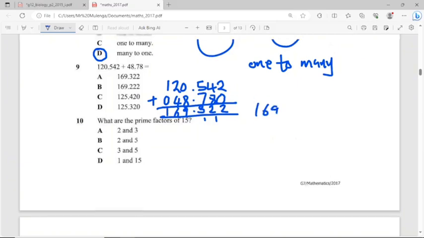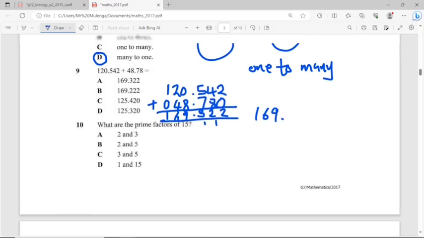169.322. This is your answer. So check on the options. Where is this answer, 169.322? It's on A. 169.322. I hope we are moving together.